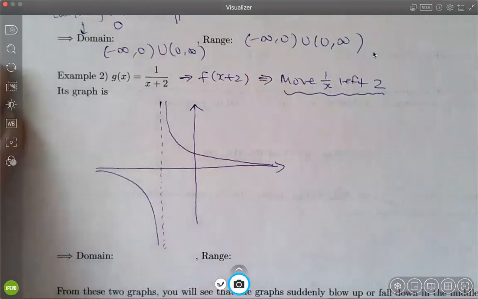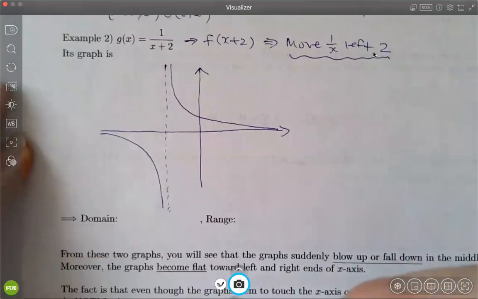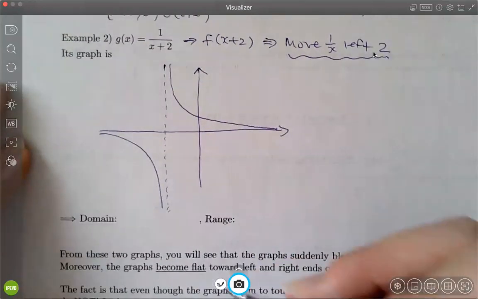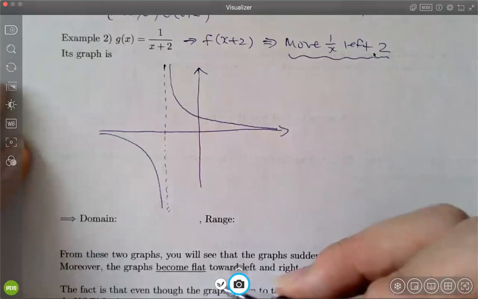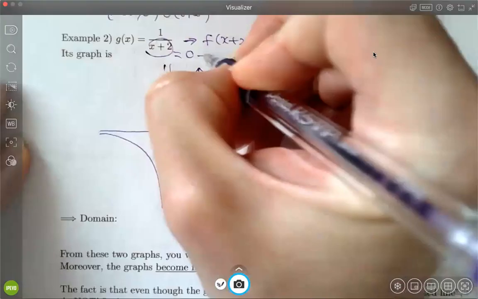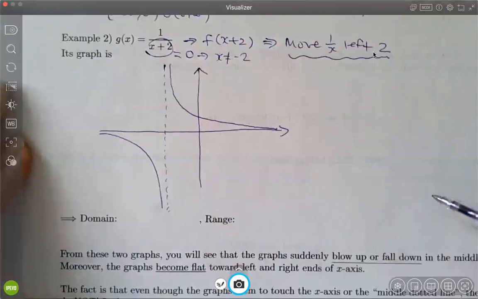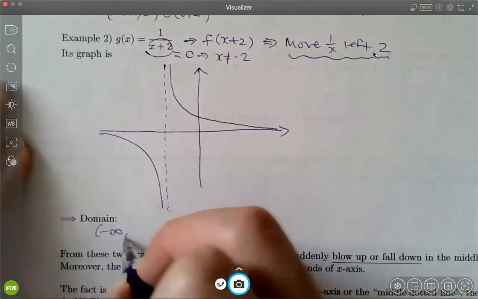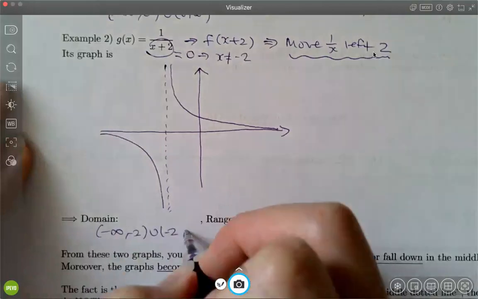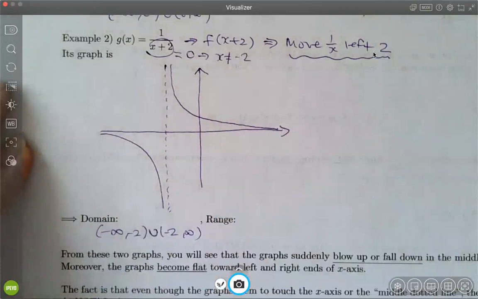Okay, so now what is the domain of this function? Everything but -2. Everything but -2, yes. Do you see why? You set the bottom equal to 0, so you get x equals -2, which means x can't be equal to -2, right? So here the domain is not everything but 0, unlike the previous problem, but it's everything but -2.